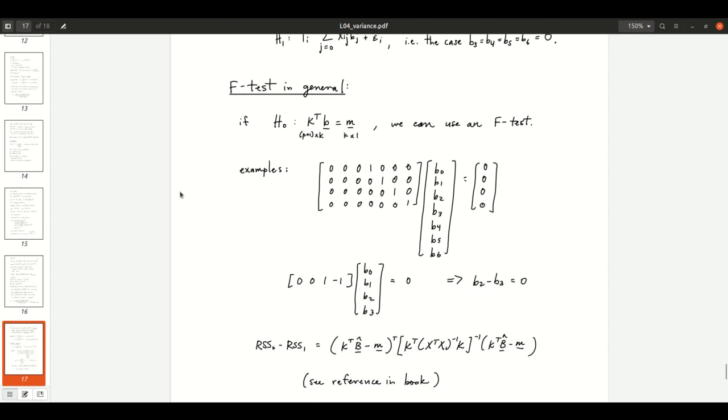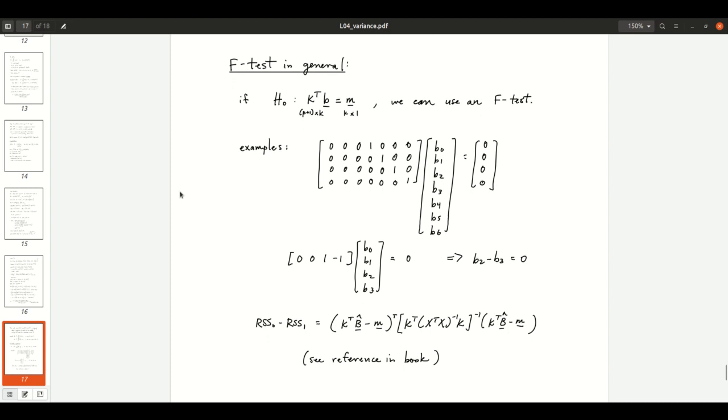Okay, now in general, we can write down these hypotheses in the following form. We can write the null hypothesis as this system of equations: some matrix K times the regression coefficient vector equals some vector M. And here's a bit of unfortunate notation. This is a lowercase k, which tells us how many equations we have, and this is the capital K that they use in the book.